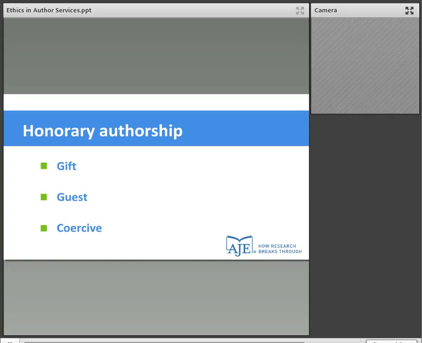Now, issues that come up with authorship. I'm going to talk about honorary authorship and ghost authorship. And with honorary authorship, there are three that I wanted to touch on. There's gift authorship, where the study is gifted to somebody who didn't actually contribute to it.